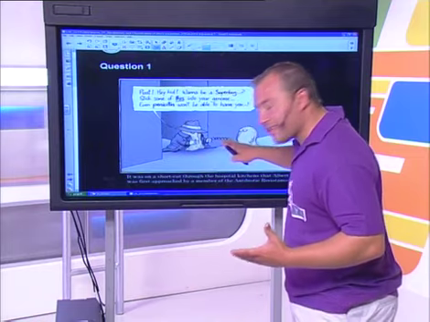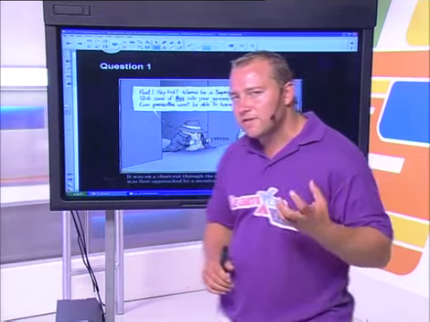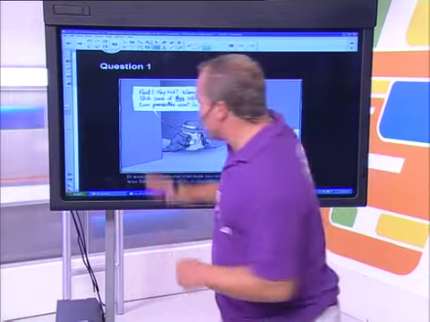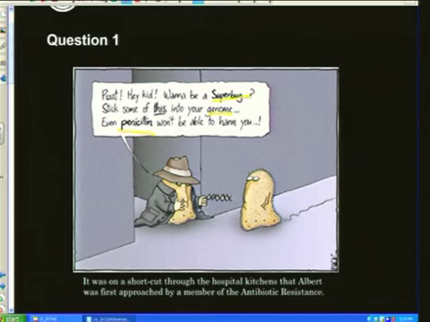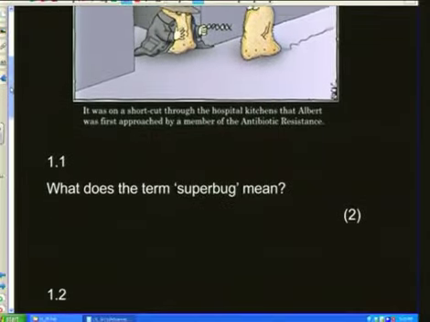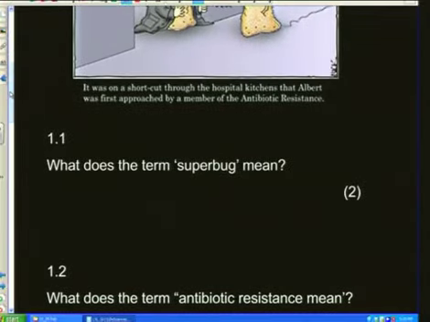There's specific things there. You need to look at this picture very carefully. Now, I'm going to give it to you already. This is actually happening in a hospital, which is quite strange, but it's happening in a hospital. So let's have a look at the first question. What does the term superbug mean?